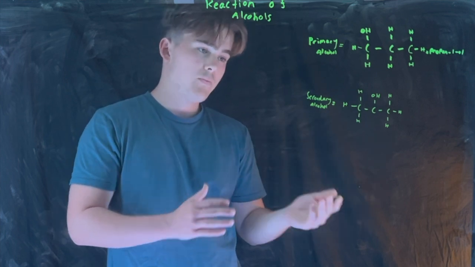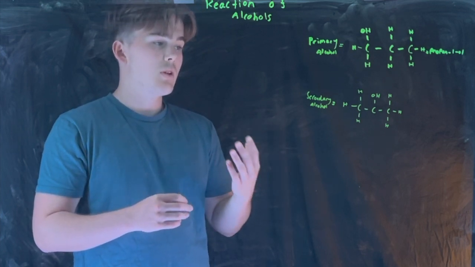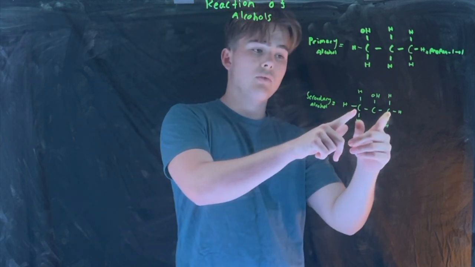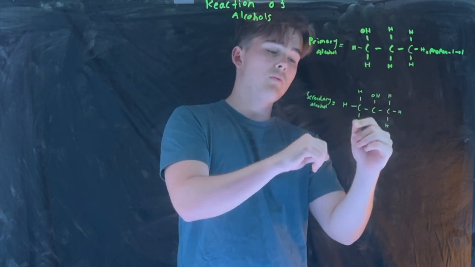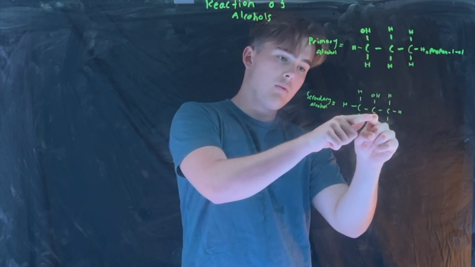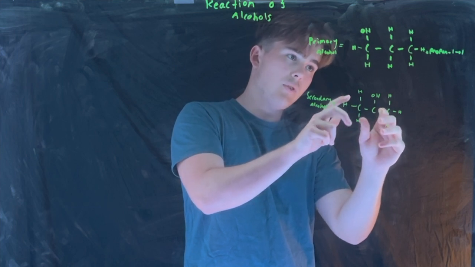a secondary alcohol. So the definition of a secondary alcohol is the carbon attached to the hydroxy group is attached to two other carbons. Same process as before, we find the hydroxy group, we go down to that carbon, and this carbon is attached to 1, 2 other carbons, therefore it's a secondary alcohol.